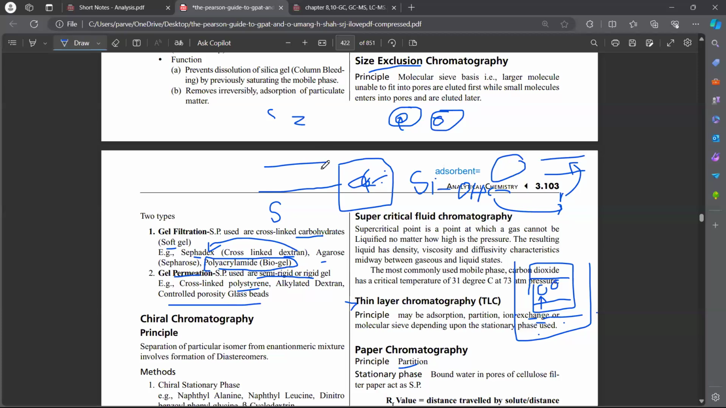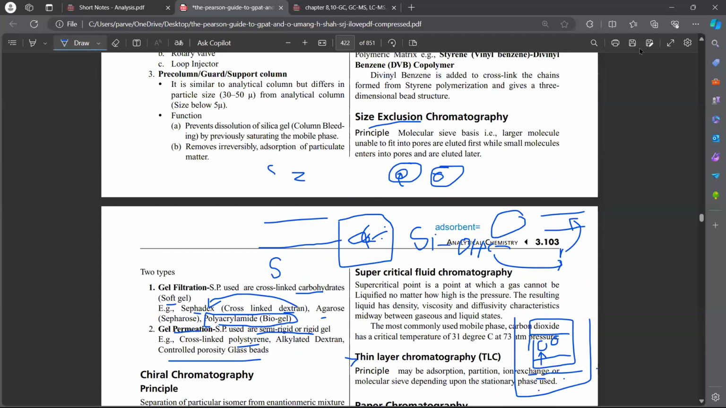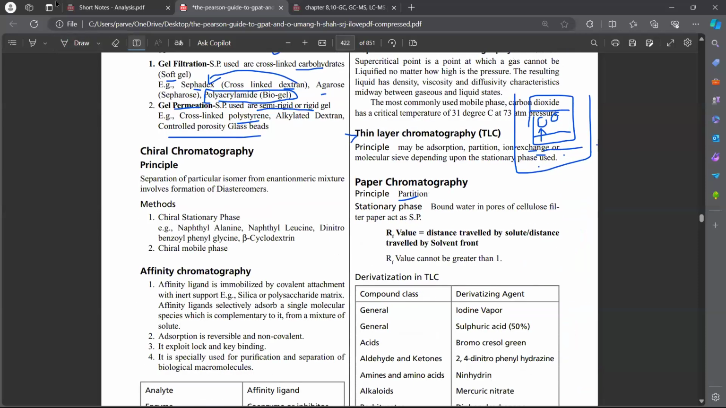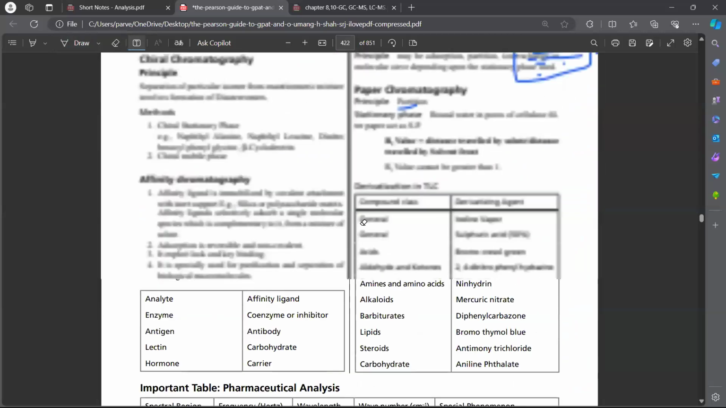Zinc silicate. And alumina. So alumina is also used as the same adsorbent in column chromatography or in TLC. So wait a minute, guys. Let me frame a question here. I can't find a place. Wait a minute, let me rub this.